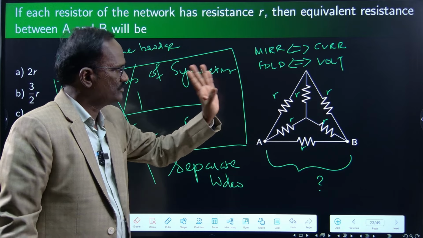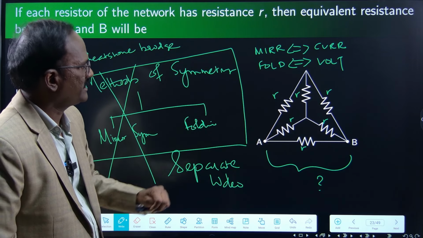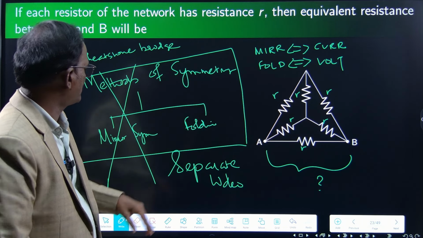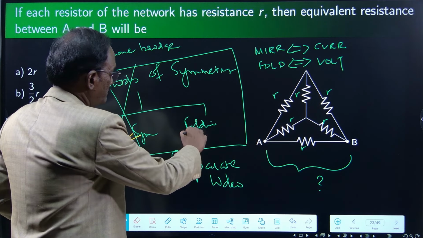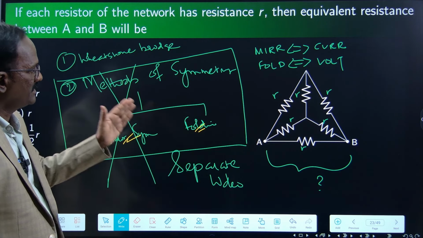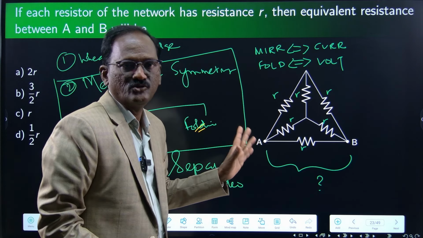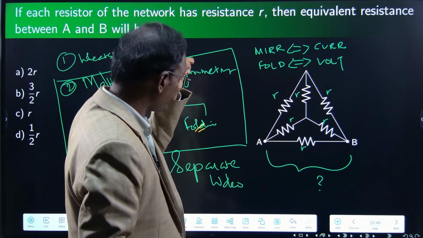Let us use Wheatstone bridge. Using Wheatstone bridge, we will solve this problem. These two methods are also possible. For this problem, folding symmetry is also possible, and mirror symmetry is also possible. Let us solve this problem using Wheatstone bridge.